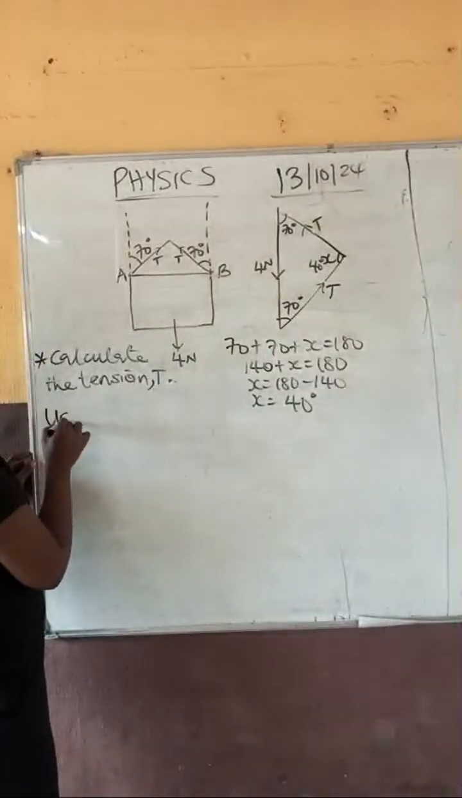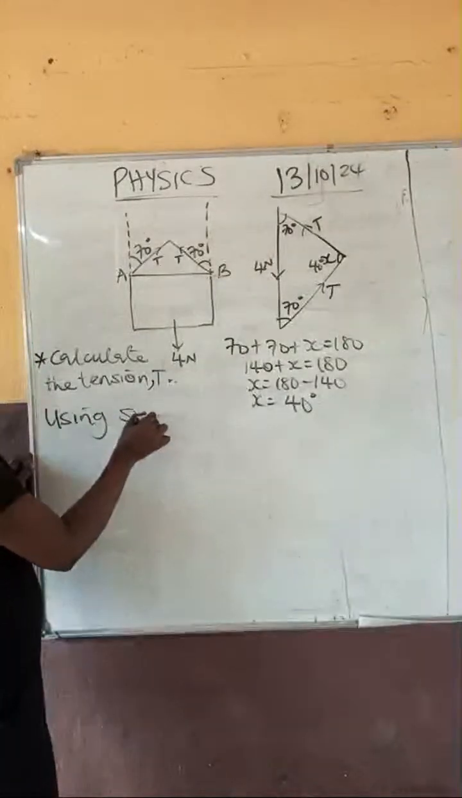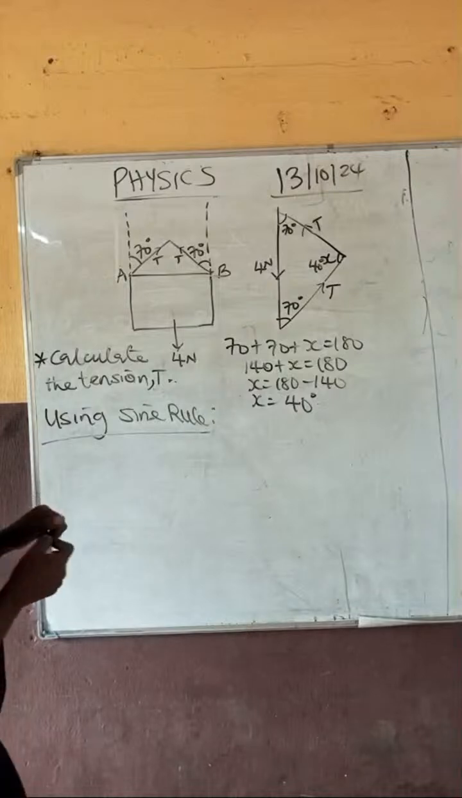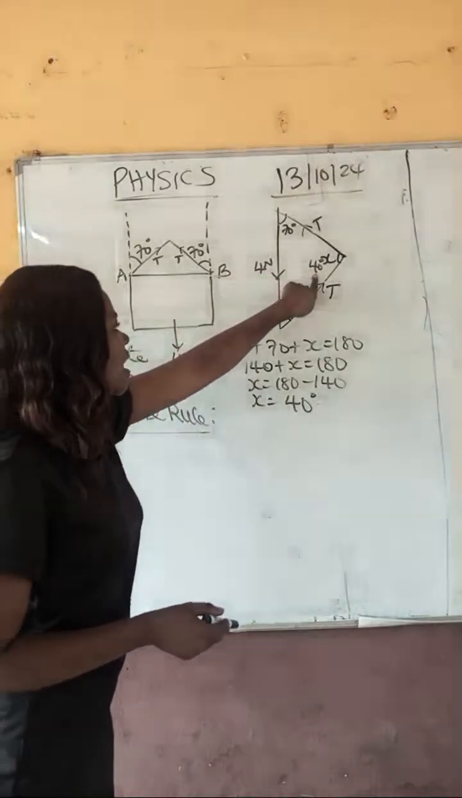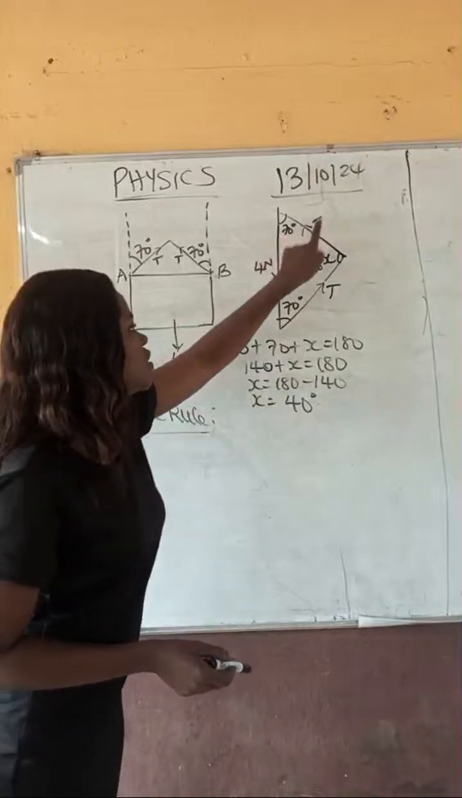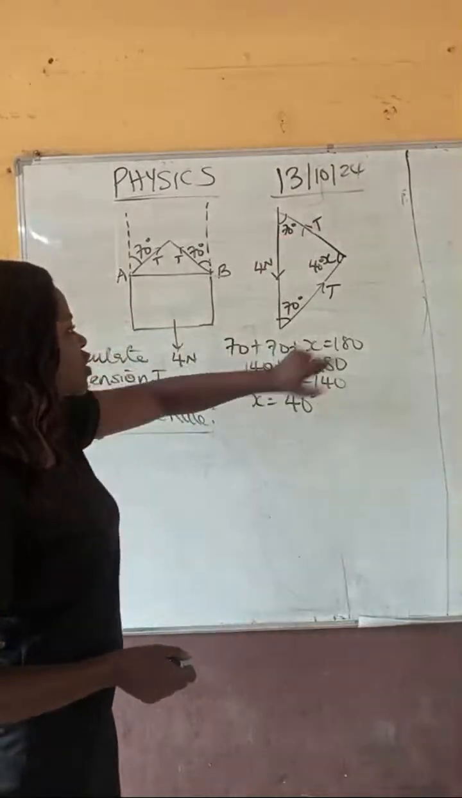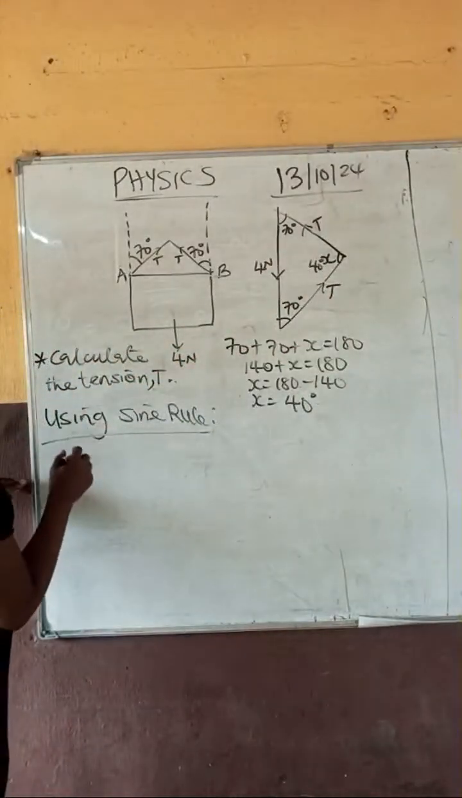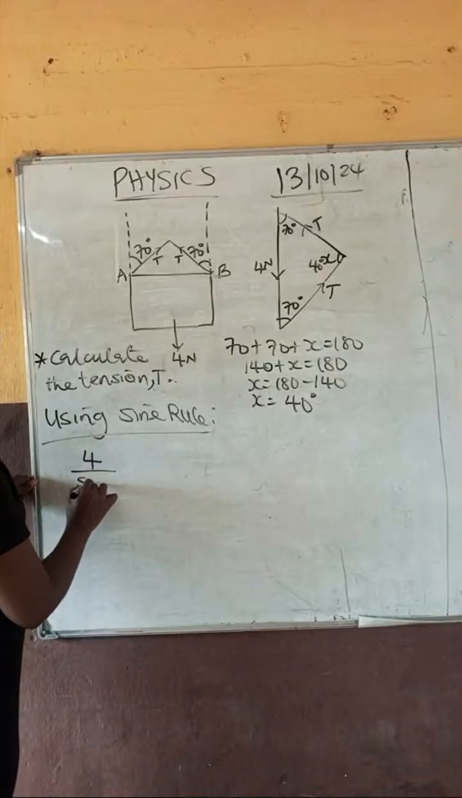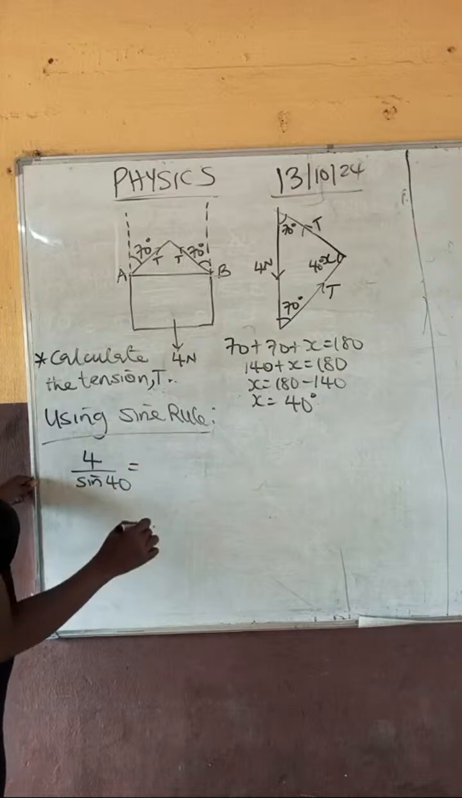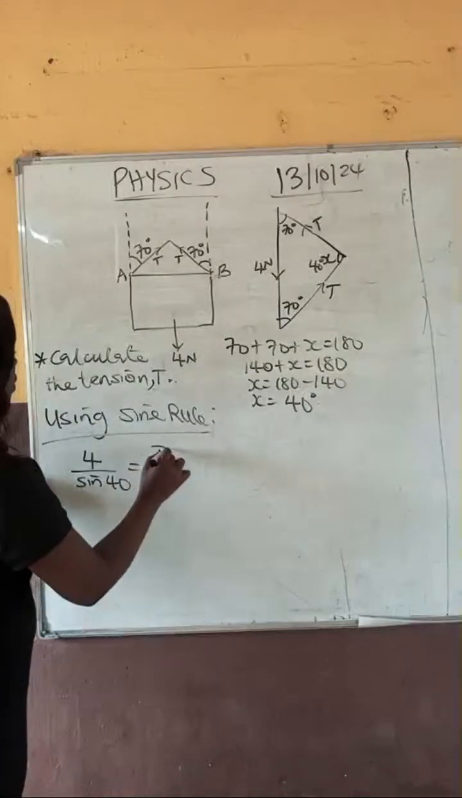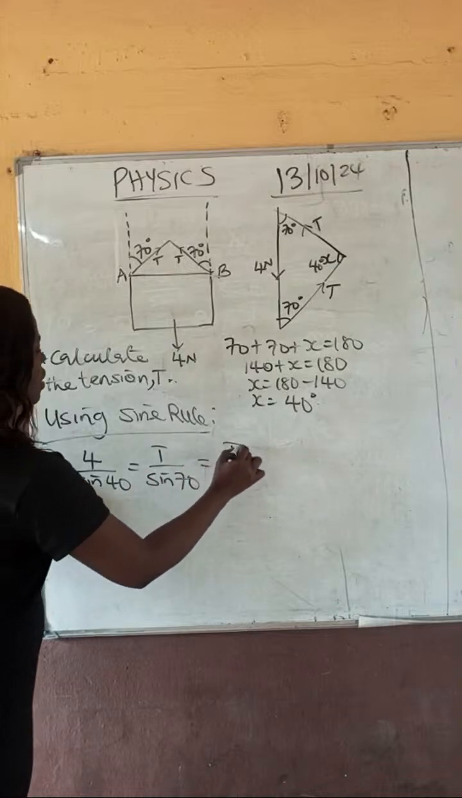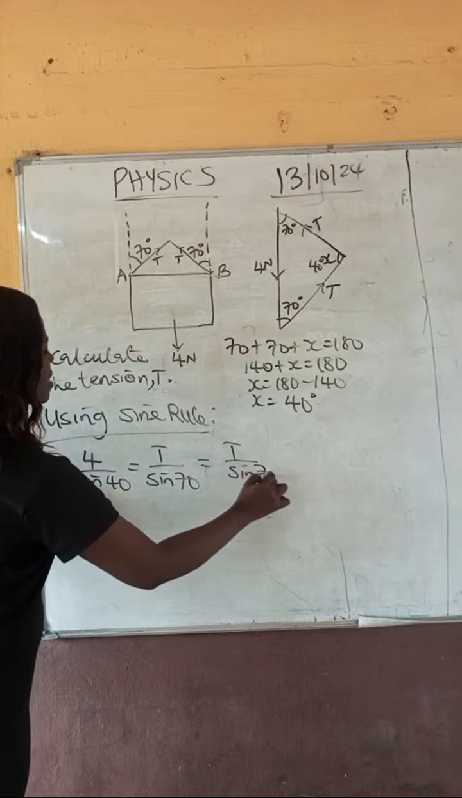Using the sine rule, and the sine rule says that what? 4 over sine 40 is equal to T over sine 70, is equal to T again over sine 70. Since they are the same, we can solve it that way. So I have 4 over sine 40 equal to T over sine 70 equal to T over sine 70.